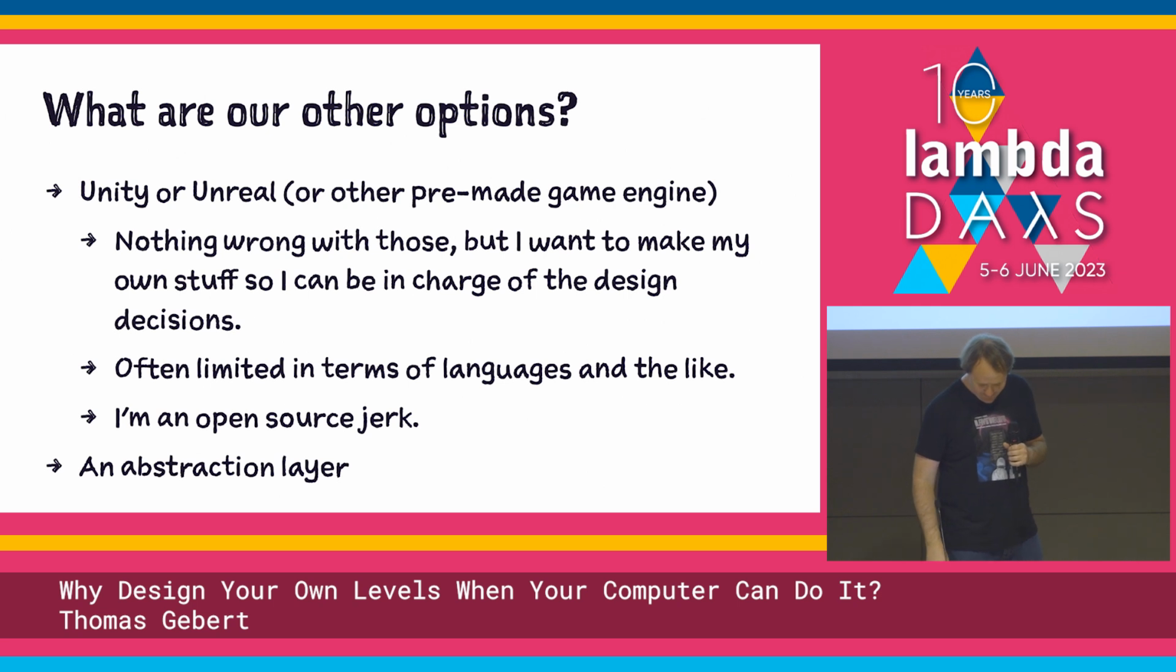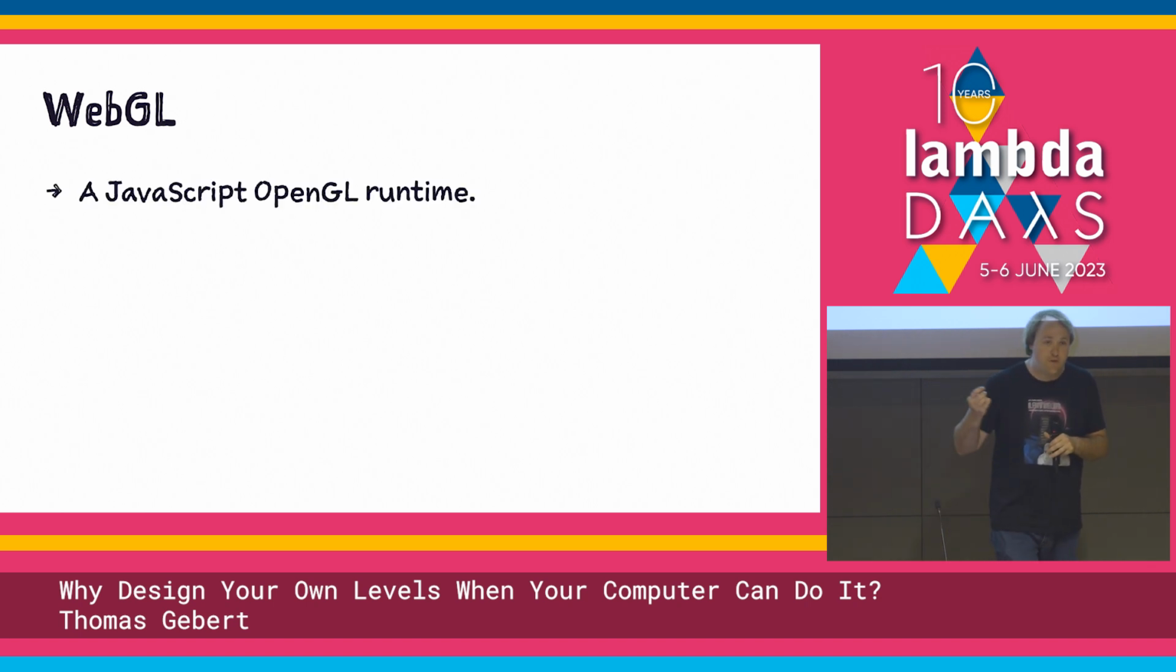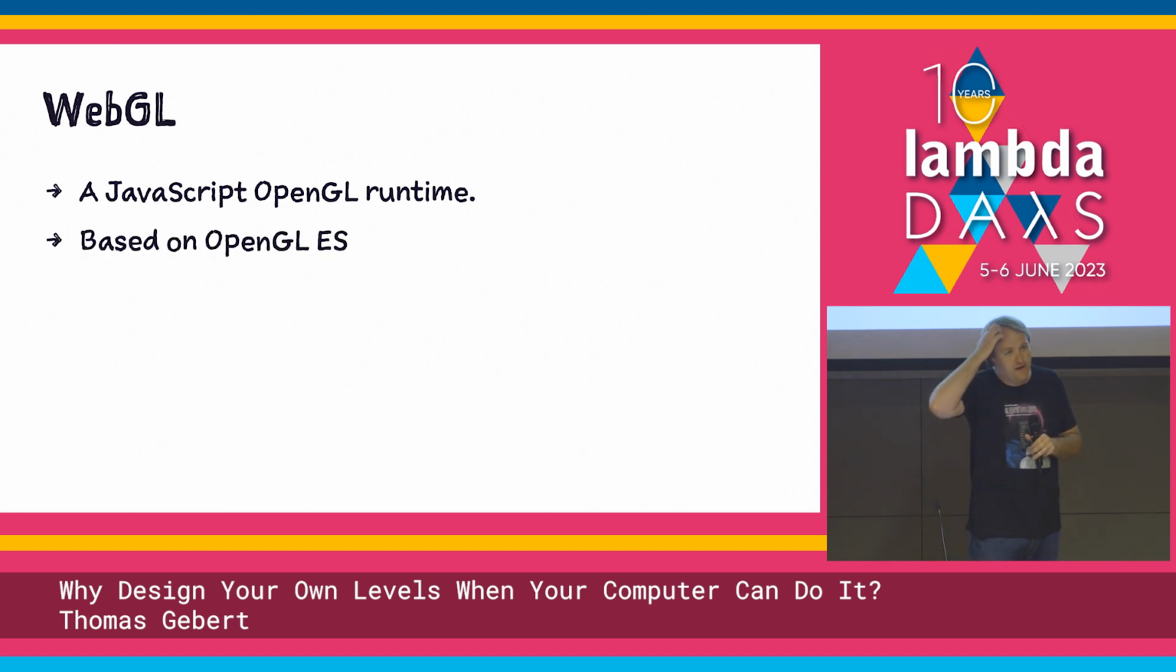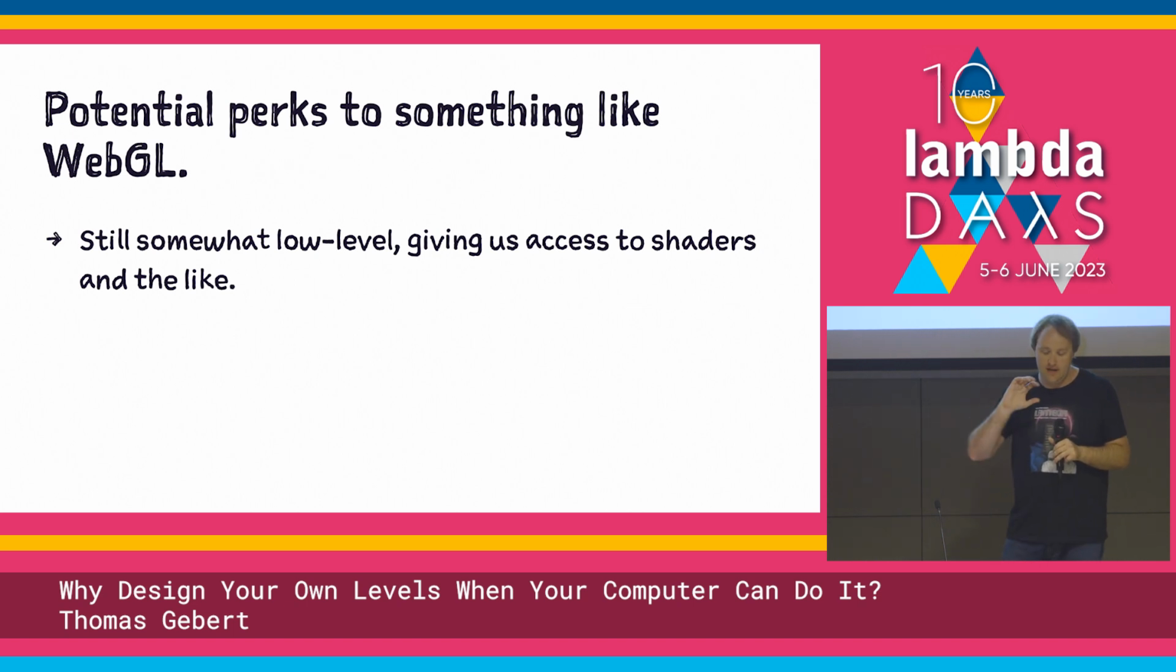And so I could also use an abstraction layer. What I kind of converged on was WebGL. And WebGL, for those who don't know, but I suspect most people do, is a JavaScript OpenGL runtime, more or less based on OpenGL ES. An advantage is that it's still pretty low level, so if you want to use shaders and whatnot, you can still do it.